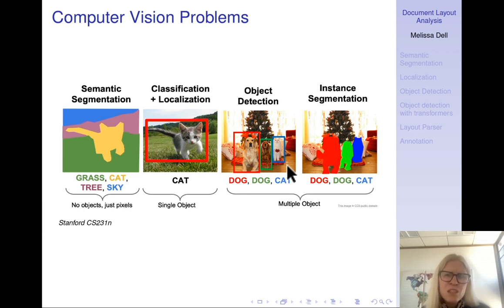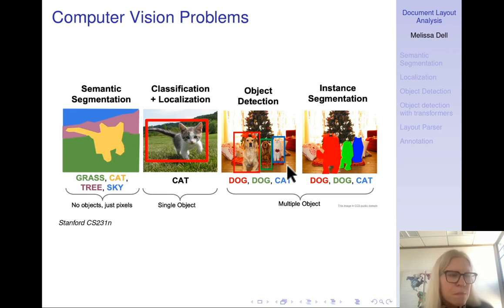Okay. And so we're going to talk broadly about different classes of computer vision problems in this space. The first type of problem is semantic segmentation. And so you see there that you are segmenting the image at the pixel level into different classes. So grass, cat, tree, sky. The second type of problem is localization, where you're localizing a single object within an image and classifying what that object is. The third type of problem is object detection, which is like localization, but with an arbitrary number of objects in the image.